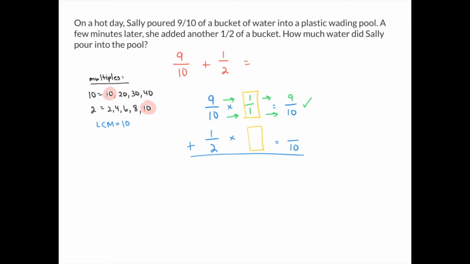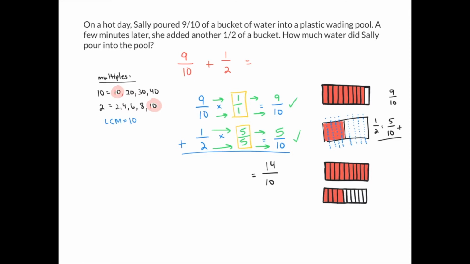And if I multiply 1/2 by 5 over 5, 2 times 5 gets me to my common denominator of 10. 1 times 5 gets me 5. So 1/2 turned into 5/10. Now my new equation is 9/10 plus 5/10. 9/10 plus 5/10 equals 14/10.